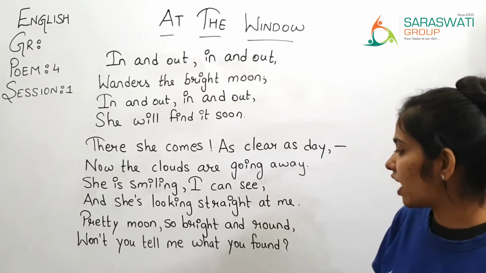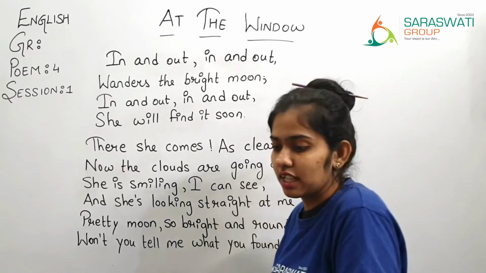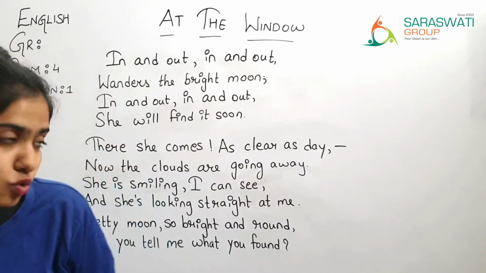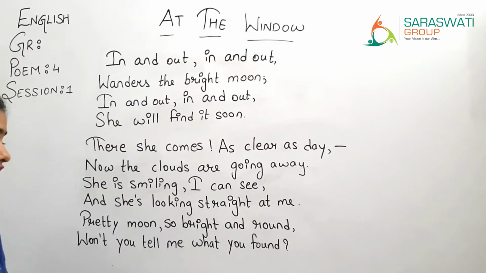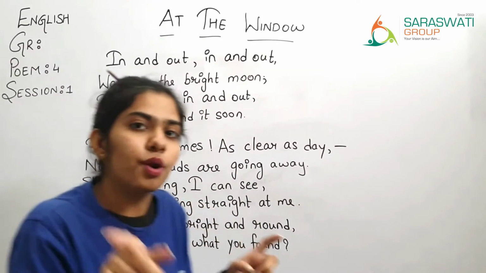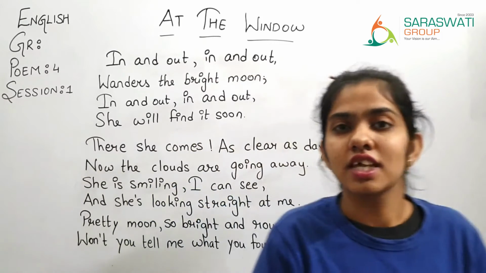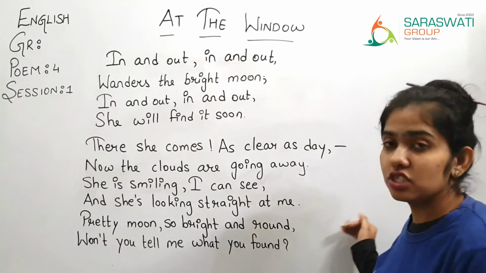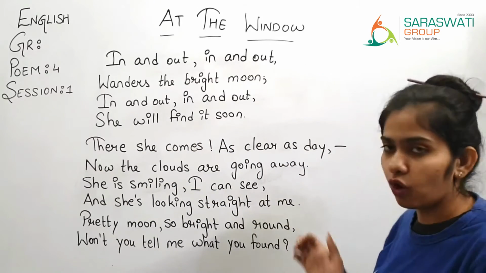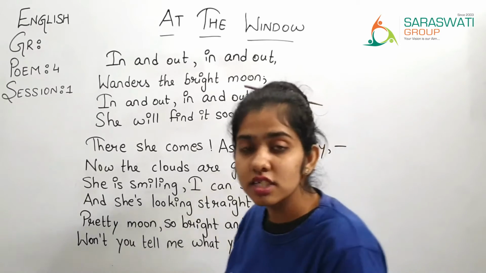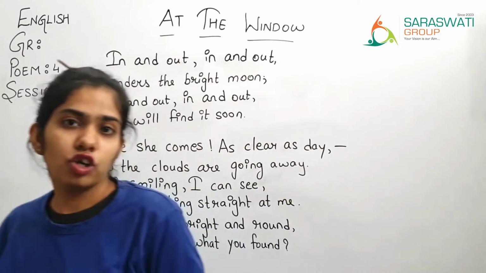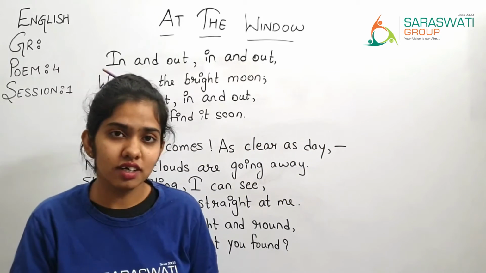Pretty moon, so bright and round. Now the poet is asking, oh pretty moon. The pretty moon is so bright and so round. The moon is so pretty. So pretty moon, so bright and round, won't you tell me what you found? Won't you tell me what you found?